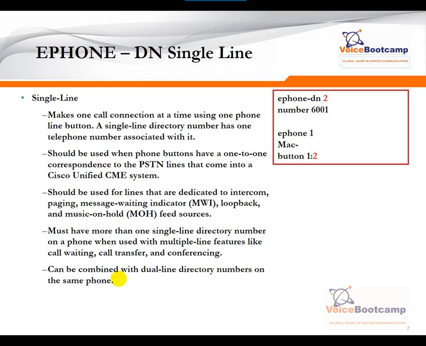So as I said earlier, the single line makes a one call connection at a time using one ephone line button. Single line directory number has one telephone number associated with it. It should be used when phone buttons have one-to-one correspondence, such as to the PSTN number. It should be used when you are using a dedicated service such as intercom, paging, message waiting indicator. You must have more than one single line directory number on a phone when used with a multi-line feature like call waiting, call transfer, or conferencing.